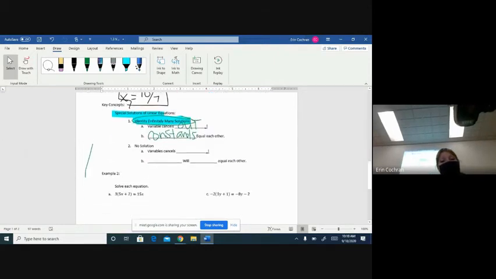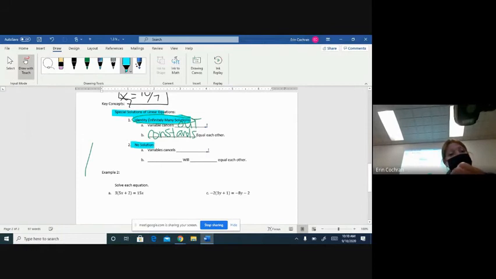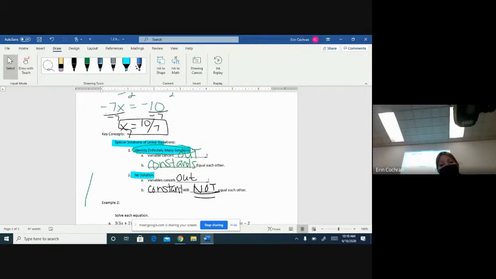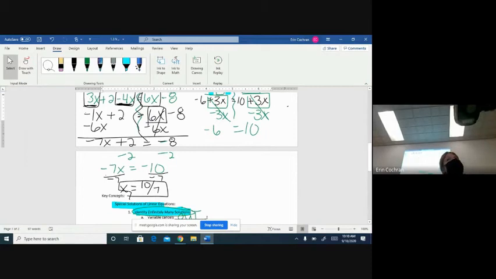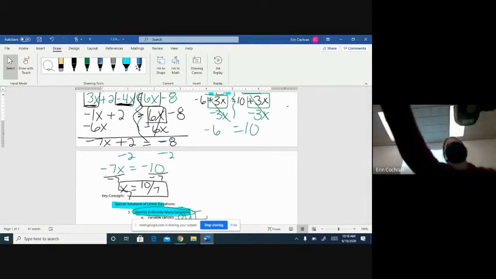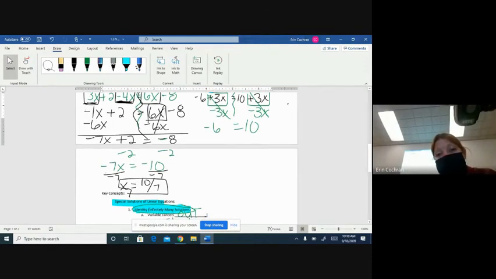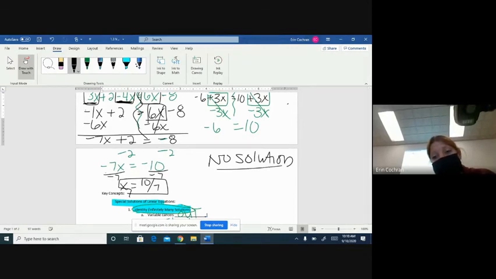So now the next one is this no solution. Again, no solution is when our variables cancel out, but now the constants will not equal each other. No solution means there's no value I could plug into x that would make my equation true. So if I come back up here, our variables canceled out. Does -6 equal 10? No. So in that case, we have no solution. So that answer is no solution.